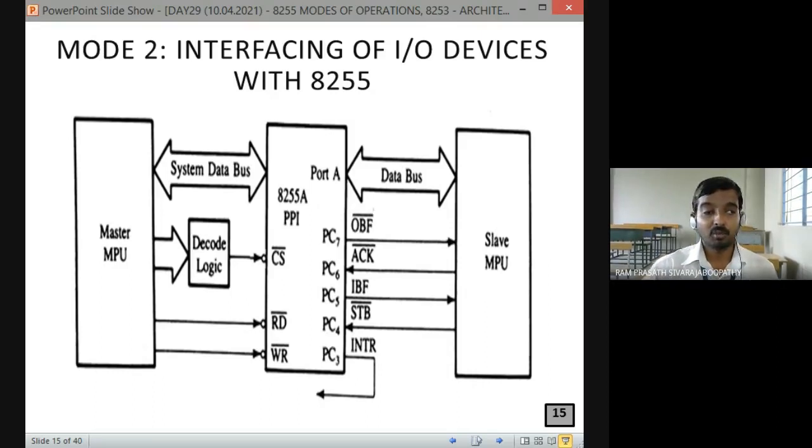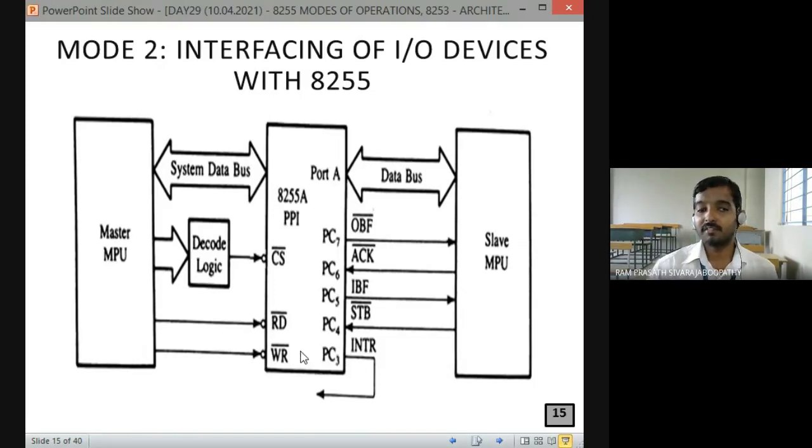Coming to mode 2, it is applicable only for port A. 5 pins of port C are used for handshaking purpose: STB bar, IBF, INTR, then OBF bar and ACK bar. 5 pins. இப்போ நீங்க கவனிச்சீங்கன்னா புரியும், input operation-க்கு இந்த 3 pin தான் use பண்ணோம். Correct? STB bar, IBF, INTR, PC4, PC5, PC3. For output operation, PC6, PC7, PC3 use பண்ணும்.